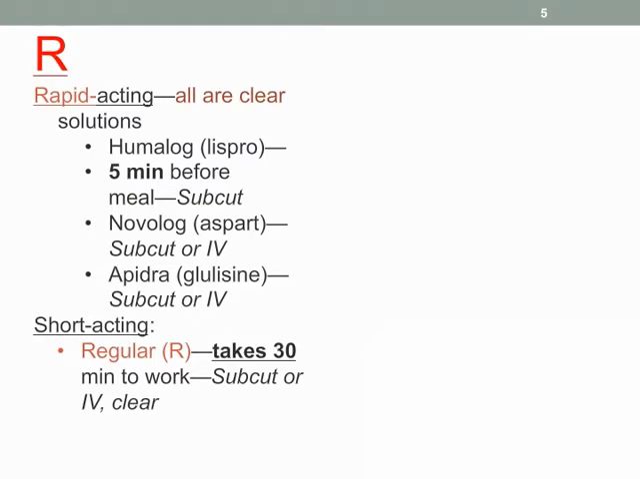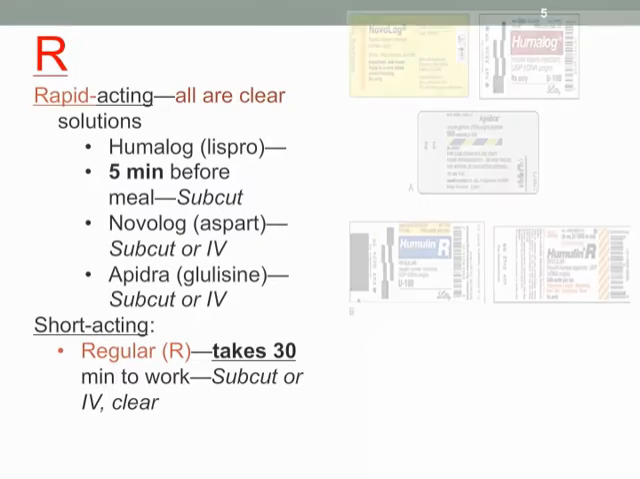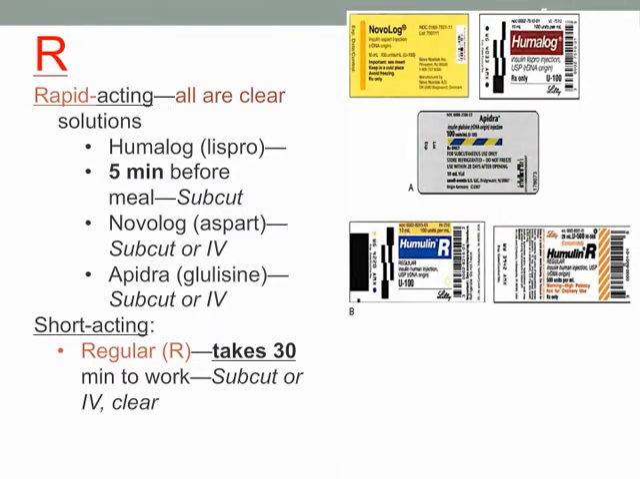Let's talk about the rapid-acting insulins right now. We have both rapid-acting and short-acting. If you look at the packaging here on the slide, you'll notice that the rapid-acting is called Humalog, or the trade name is Lispro. You give it about 5 minutes before a meal, or a patient gives it to themselves. It is subcutaneous. They can be given IV, but this year you'll be concentrating on the subcutaneous types of insulin.